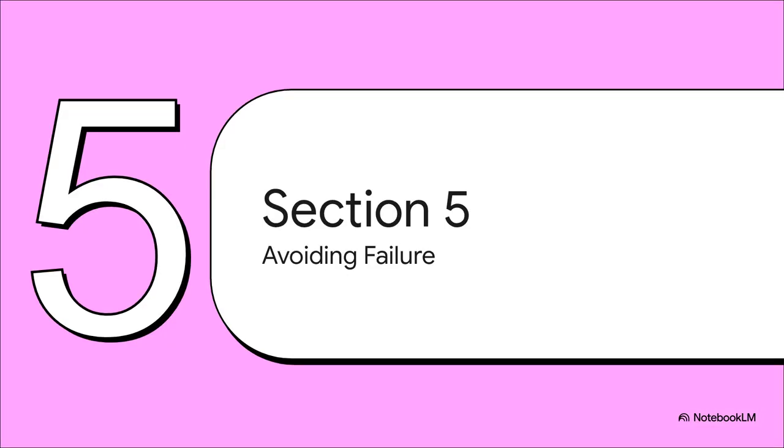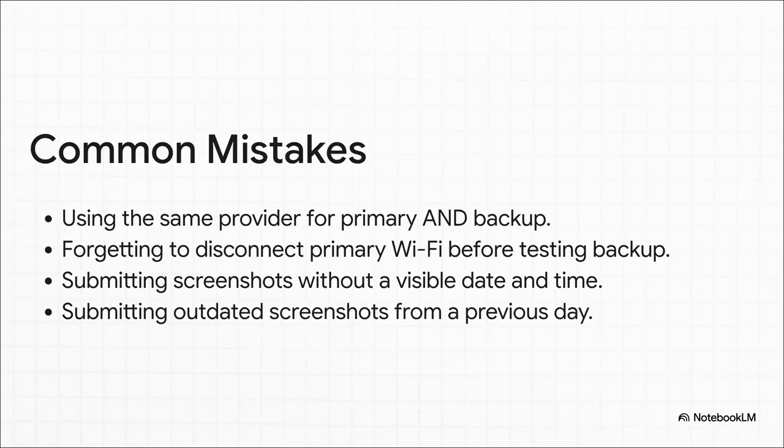All right, let's wrap this all up. In this last section, we're going to quickly review the most common mistakes that lead to automatic failure. Think of this as your final checklist. So let's recap the biggest pitfalls. Number 1, using the same provider for primary and backup. Number 2, forgetting to disconnect from your primary internet before you test your backup. Number 3, submitting screenshots where we can't see the date and time. And number 4, submitting outdated screenshots from a previous day. Avoid these 4 mistakes and you will be in great shape.